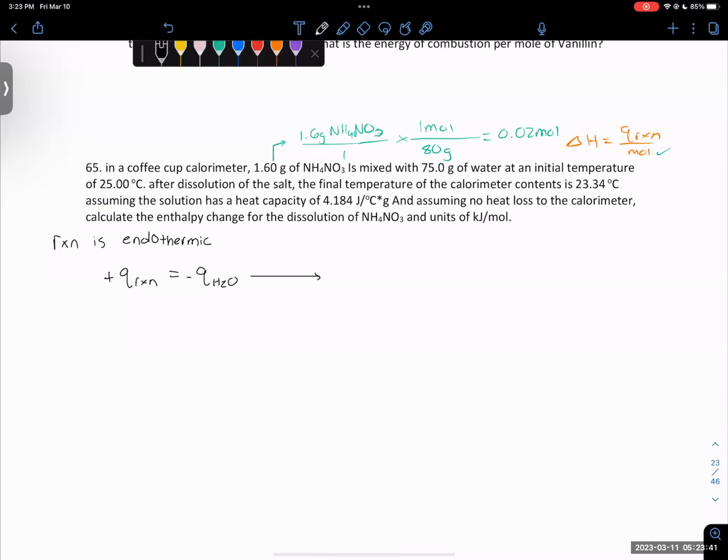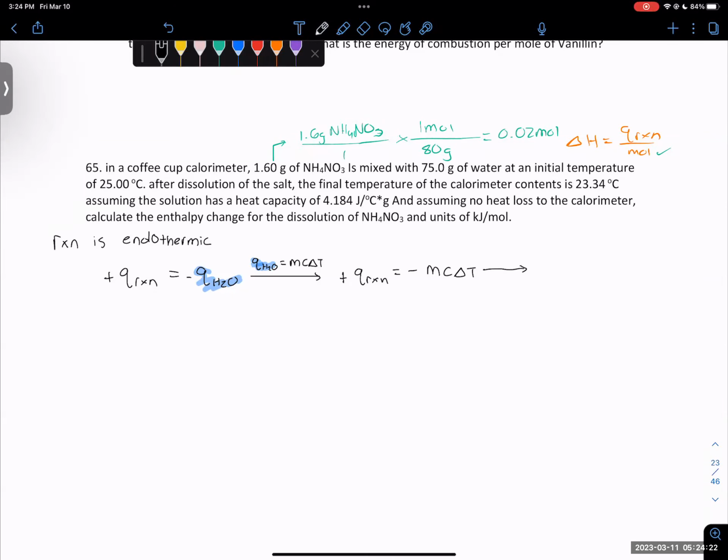And we know that the heat of the water is equal to the MC delta T of the water, right? So plugging this variable into this part right here, we should get our heat of the reaction is equal to our negative number, which we kept from this portion here, times the mass of the water, the specific heat of the water, and the change in temperature associated with the water. Right? From here, we plug and chug all of our numbers.